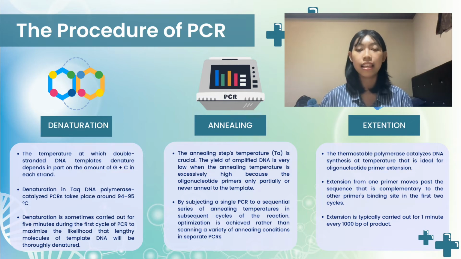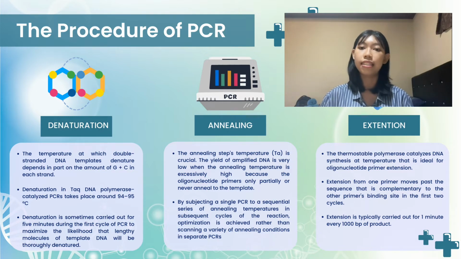Okay, the next is primer annealing to the DNA template. The annealing step's temperature, or TA, is crucial. The yield of amplified DNA is very low when the annealing temperature is excessively high because the oligonucleotide primers only partially or never anneal to the template. By subjecting a single PCR to a sequential series of annealing temperatures in subsequent cycles of the reaction, optimization is achieved rather than scanning a variety of annealing conditions in separate PCRs.